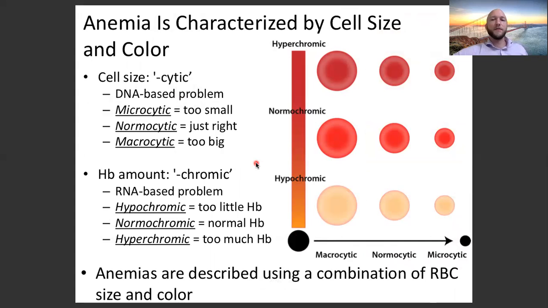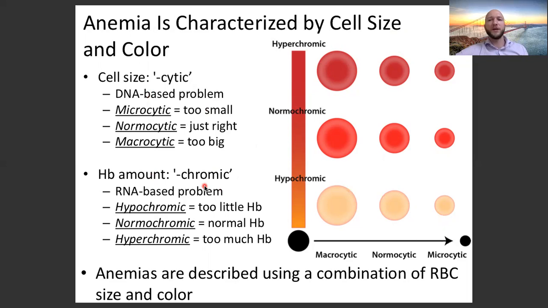With anemias, there are two different ways to name them. Some names for anemias talk about what's causing that anemia, like iron deficient anemia, because you don't have enough iron. Pernicious anemia, you don't have enough vitamin B12. Other naming characteristics for anemia refer to the cell size and the color of the cell.